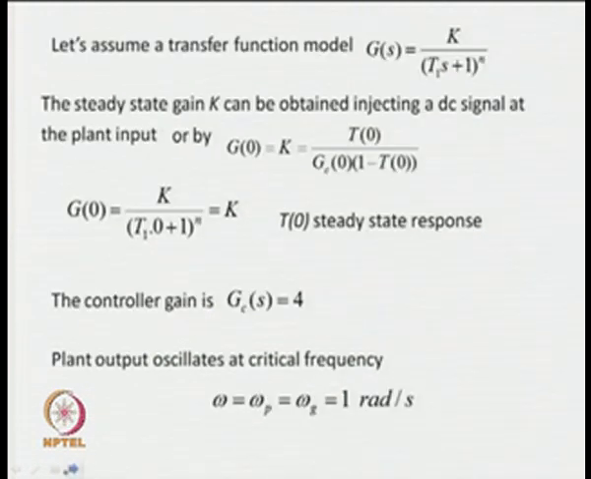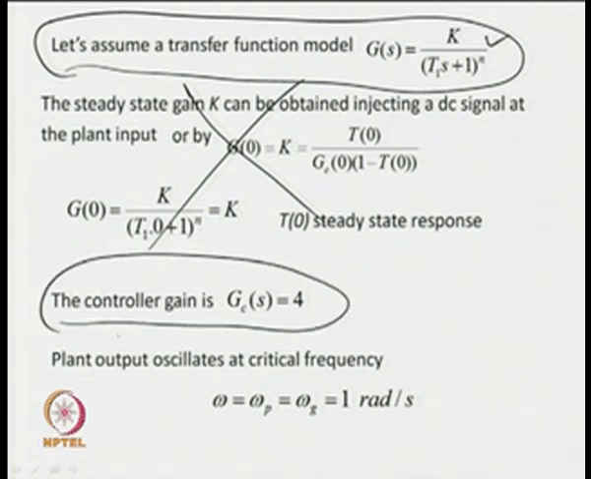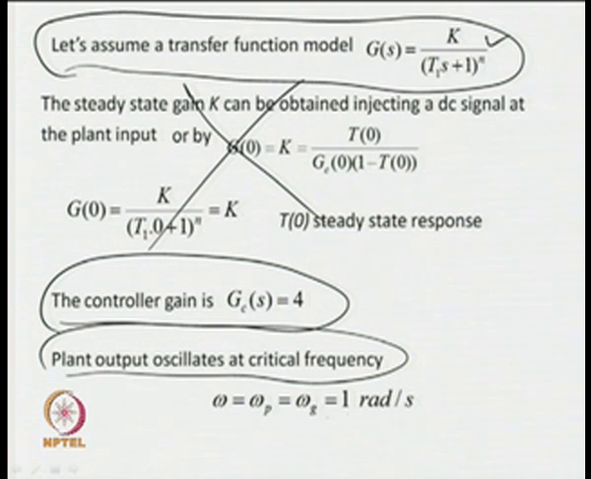Now, let us assume the transfer function model of the process dynamics to be of the form G(s) is equal to K upon (T1 s plus 1) to the power n. Now, the steady state gain we have already obtained, we need not repeat the discussion over here. We know that the controller gain G_C(s) is equal to 4, and the plant output oscillates at critical frequency omega, which is nothing but omega_p is equal to omega_g is equal to 1 radian per second. What is this omega_p and omega_g? Omega_p is the phase crossover frequency and omega_g is the gain crossover frequency.